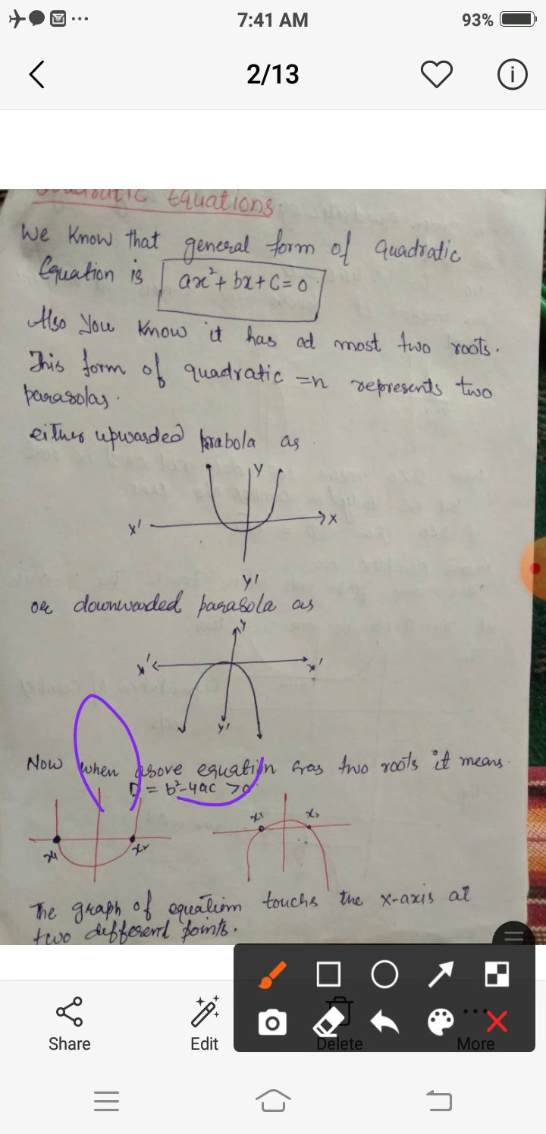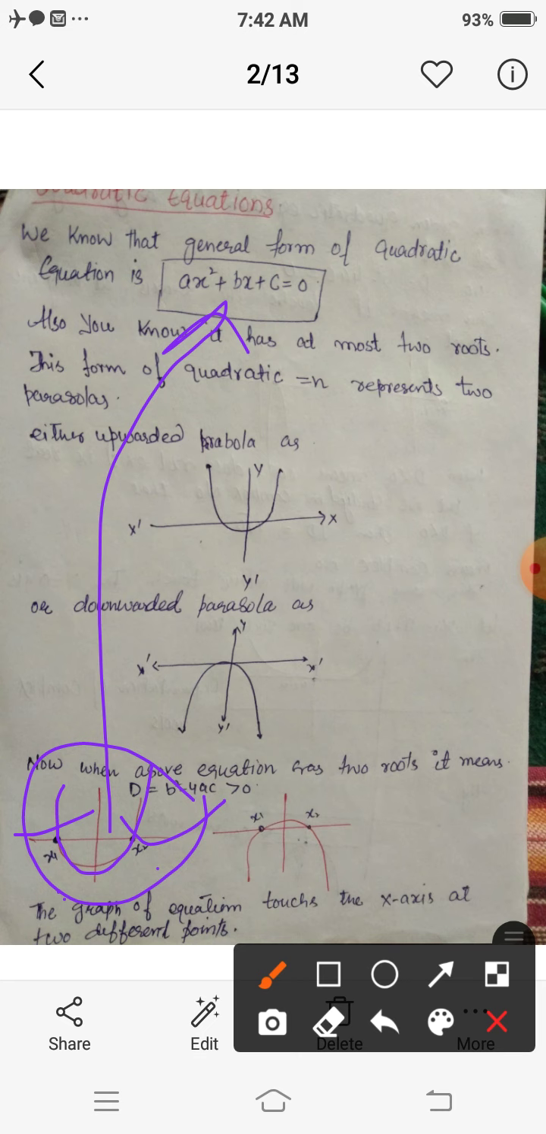When the discriminant is greater than 0, it implies that the quadratic equation has two different roots. This means that the graph, that is this parabola, touches the x-axis at two different points. Here for the upward parabola we have x1 and x2, they are different points, and this parabola crosses the x-axis at two different points, x1 and x2. These x1 and x2 are called the roots of this equation when the discriminant is greater than 0. This means that these are the real distinct roots.